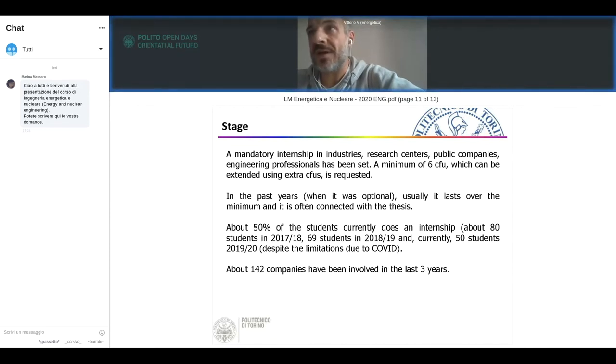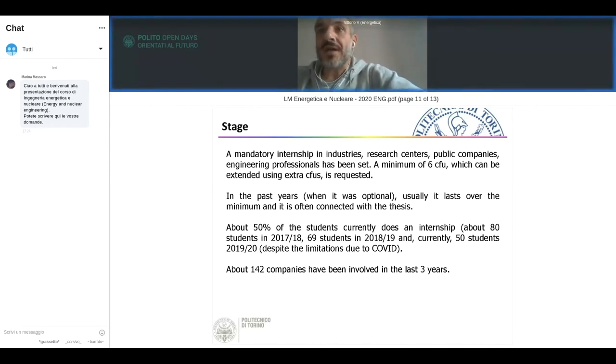And this can also give you a sort of evaluation of how much the energy engineers are requested by the market. There are various companies requesting energy engineers, despite the fact that that's a pretty new figure in the engineering world.